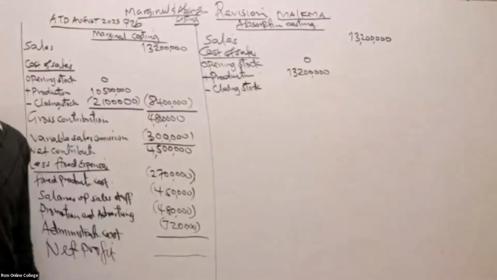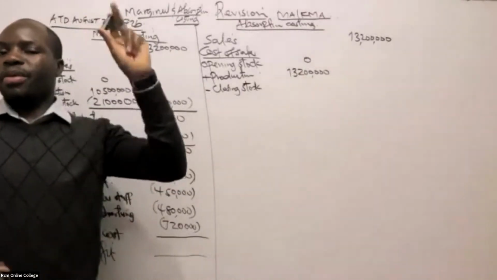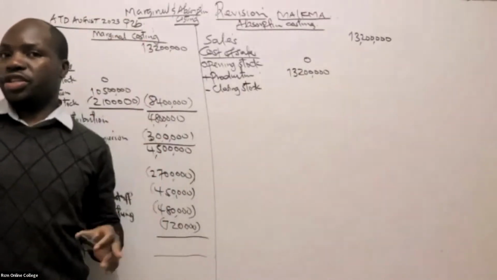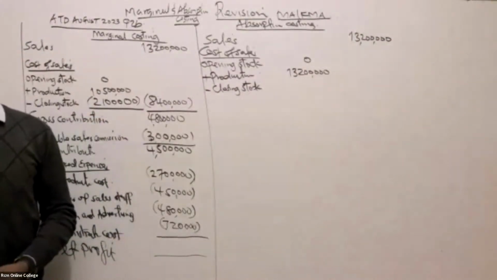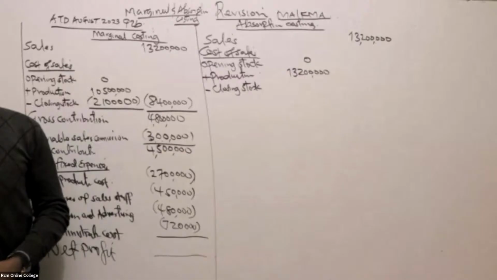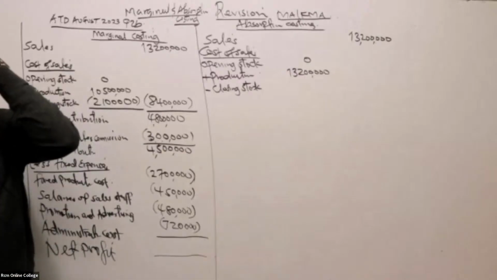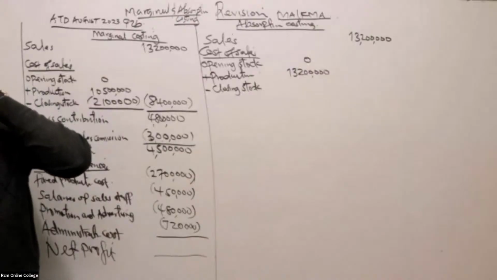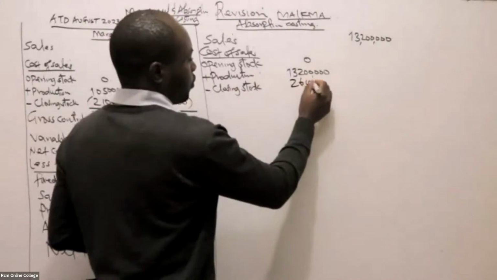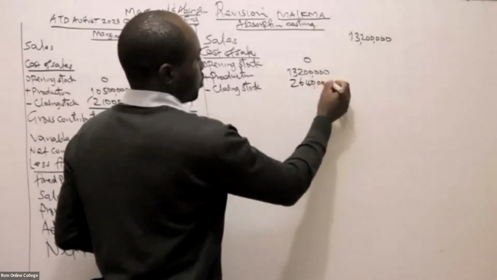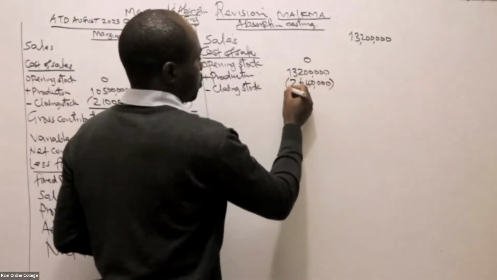Our closing stock is still 6,000 in units, but now the cost of closing stock will change. It will be 6,000 times 440. So what are we getting? 6,000 by 440 is 2,640,000. That is what we need to less.